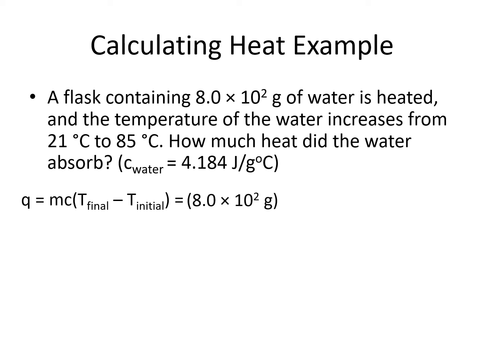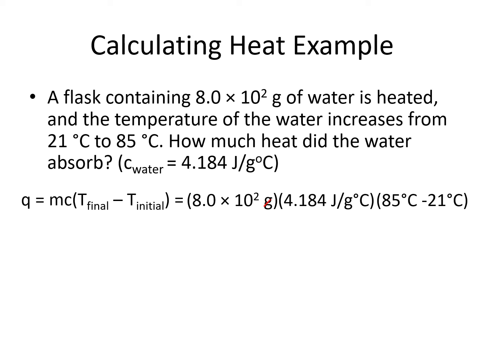We plug in 8 times 10 to the 2 grams as the mass of the water that's heated. We plug in the specific heat of water, which is 4.184 joules per gram Celsius. We plug in our 2 temperatures, final minus initial. It ended up at 85, so we list that first, and it started out at 21, so we list that second. We'll do 85 minus 21.